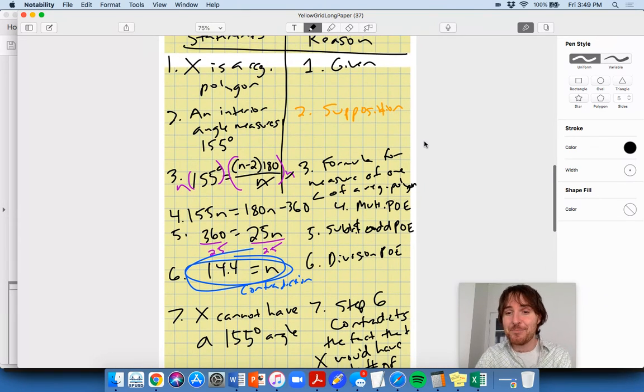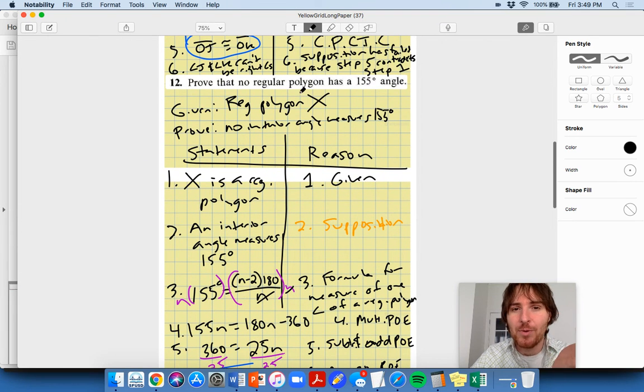Again, write this in paragraph form, right? Make it easier. The way I would do this in paragraph form real quick is I'd just say, okay, let's assume temporarily that a polygon does have a 155-degree angle. Well, then using the formula, which I've shown here, and solving for it, showing the steps, that polygon would have to have 14.4 sides. And then you can say no polygon has 14.4 sides. Therefore, there's no way it could have had a 155-degree angle. And you've proven it. You're done, right? You're done for paragraph form, okay?